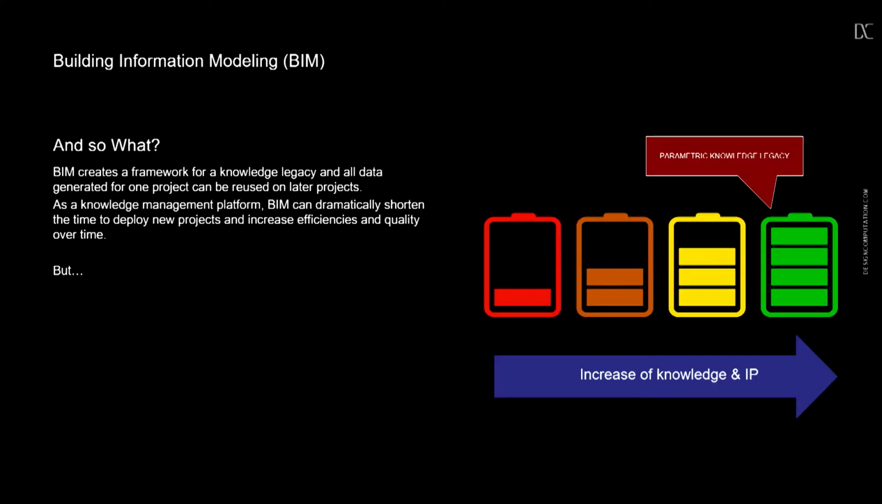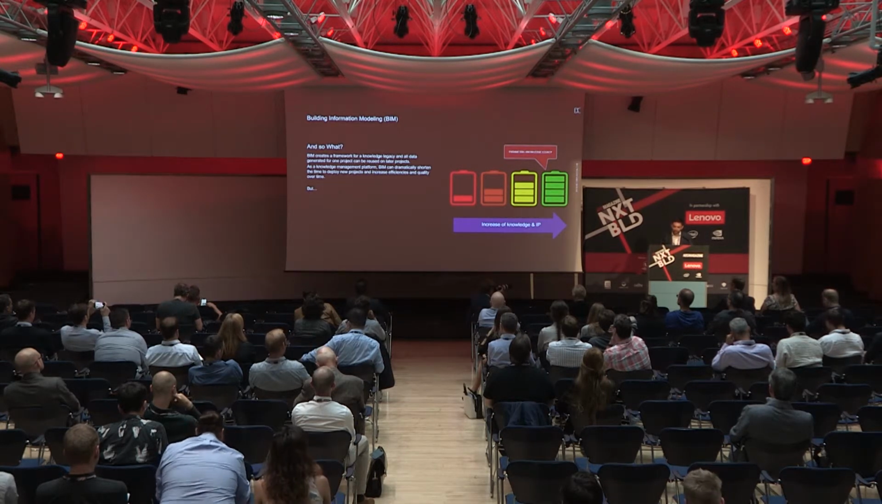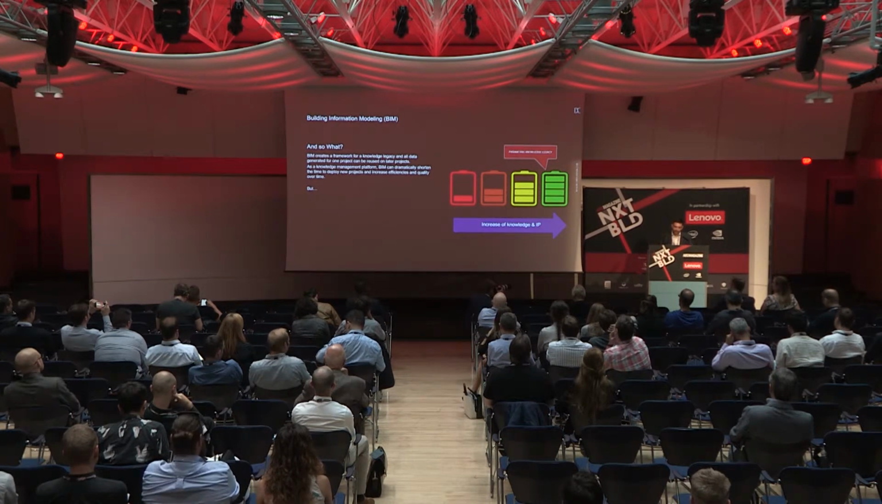So I think at the moment, most people here would agree that build information modeling is very front-loaded. Architects and engineers have to work extremely hard to compose a reasonable build information model. But eventually, we create this parametric knowledge legacy for the project. And there is an increase of knowledge and intellectual property that we need to protect.